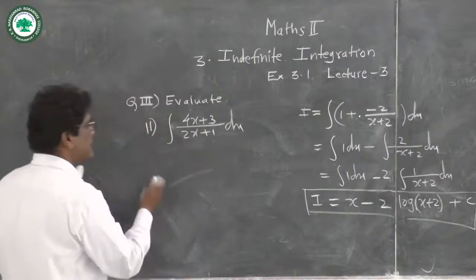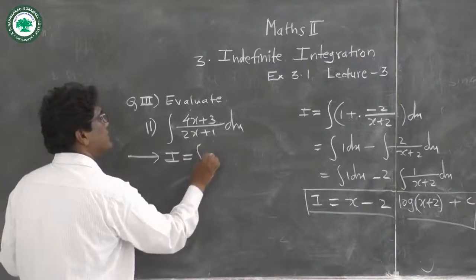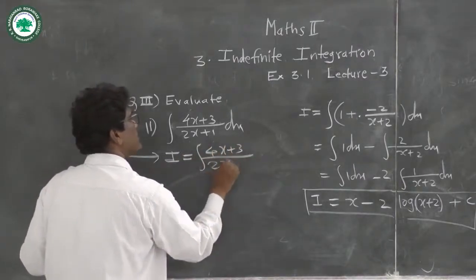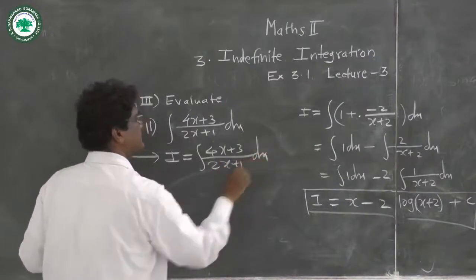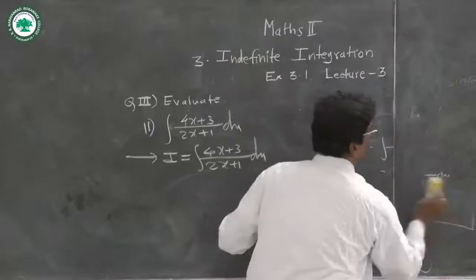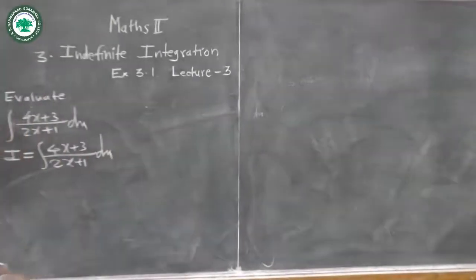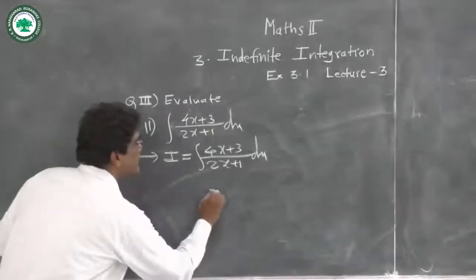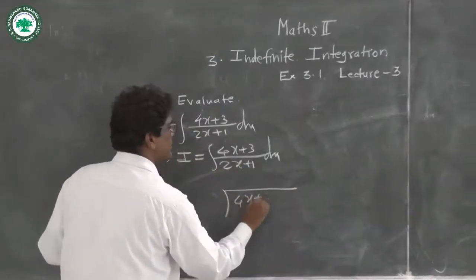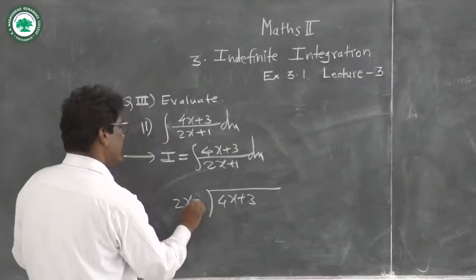Before that, firstly write this as I. So I is equal to integration of (4x + 3) upon (2x + 1) dx. Firstly write the given problem as I, and now divide the numerator by the denominator. So here the numerator is 4x + 3, we write 4x + 3 here, and 2x + 1 here.